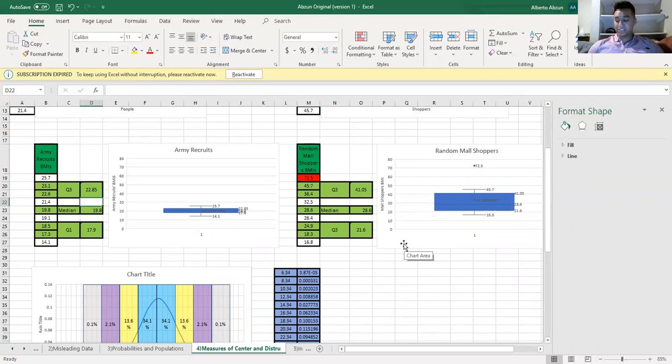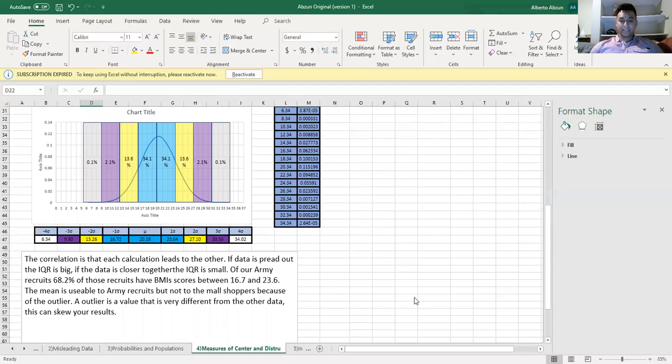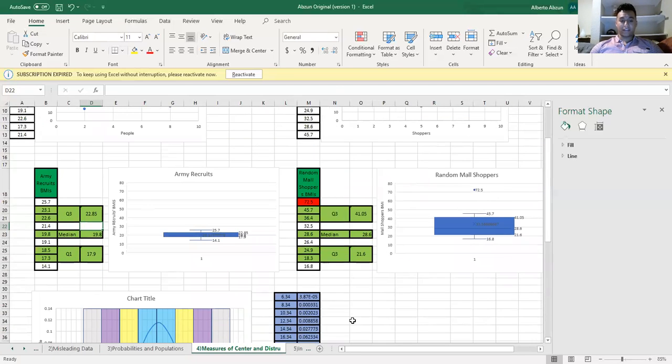Something that I forgot to mention as well was an outlier that we have at the random mall shoppers. An outlier is very different from the other data and causes skewed data. So you would not be able to use the mean in this chart right here.